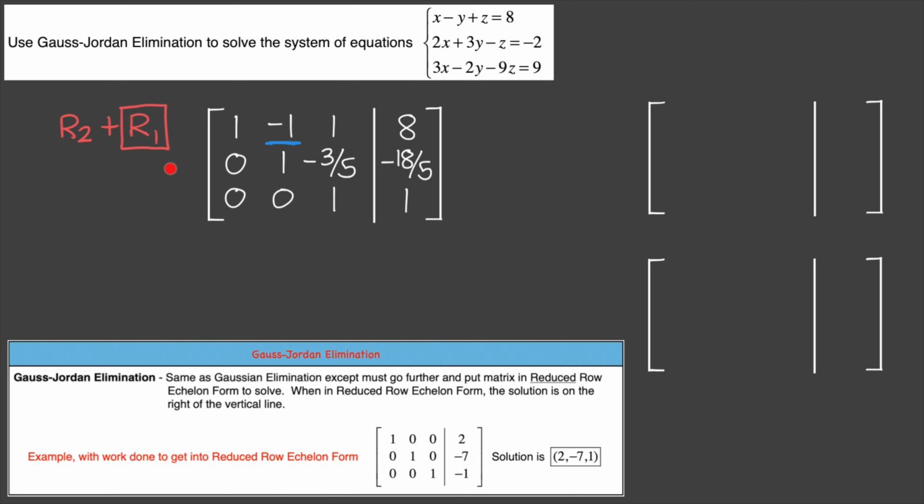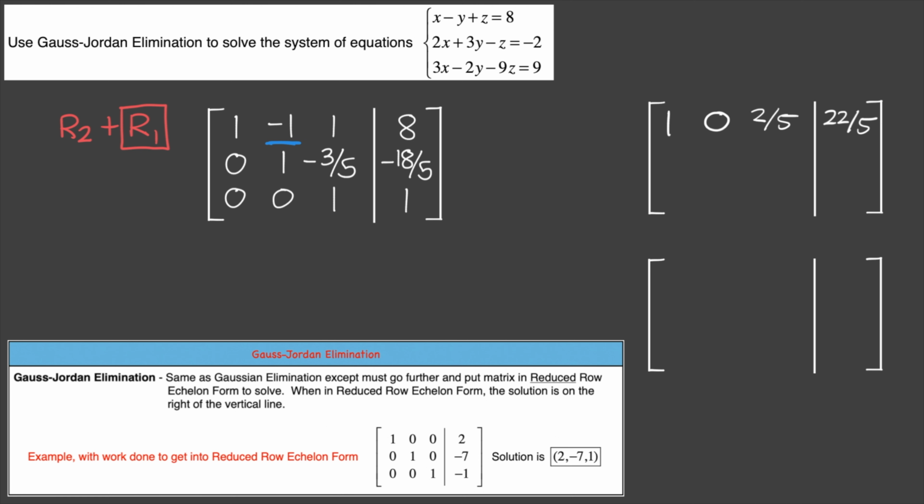Let's rewrite R1 here. We're going to add R2 plus R1. So 0 plus 1 gives us 1. I'll write that over here. Then 1 plus negative 1 gives us 0, and that was the whole point of this step. Negative 3/5 plus 1 gives us positive 2/5. Then negative 18/5 plus 8, we need a common denominator. If you multiply the 8 by 5 over 5, you get 40 over 5 minus 18 over 5, which gives you 22 over 5. So we'll write that over here.